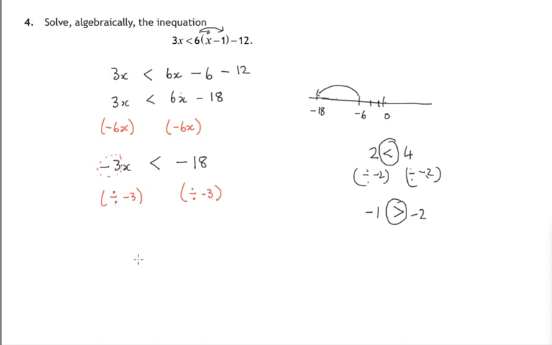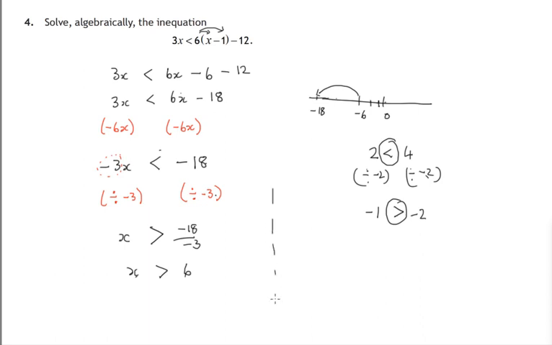So that's what goes on here. What are we left with? Well, the negative 3 disappears. That's why we're dividing by negative 3. So we just get x. We must remember to turn that round. Negative 18 divided by negative 3. A negative divided by a negative gives us positive. And 3 into 18 goes 6. So we get x being greater than 6.